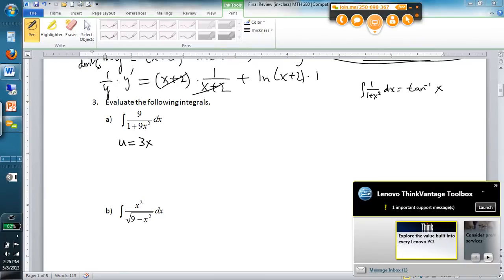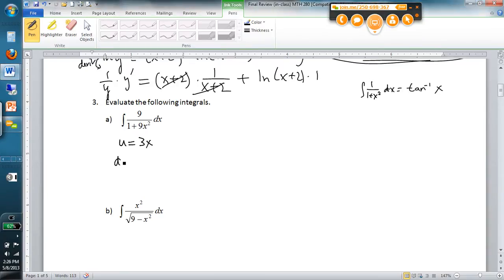If I sub for 3x, here's why that's going to help me. Of course, du is 3 dx, so du over 3 is dx. If I do that, here's what I get. Don't I get something that vaguely resembles tangent inverse? Yeah. So I can get to tangent inverse here that way.